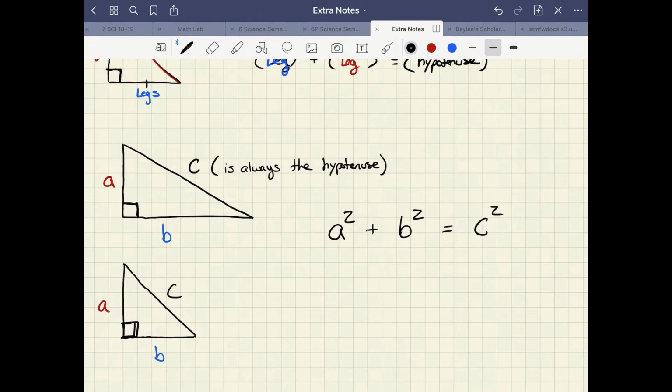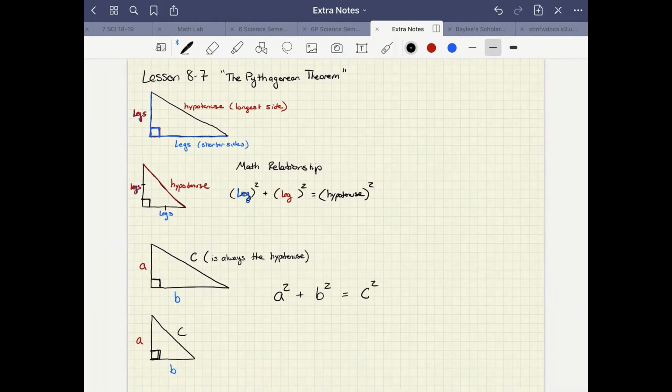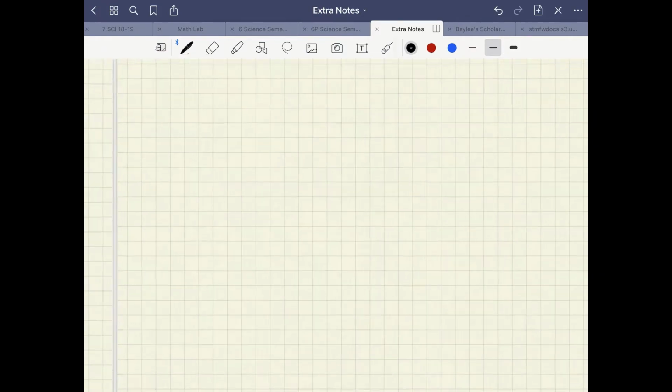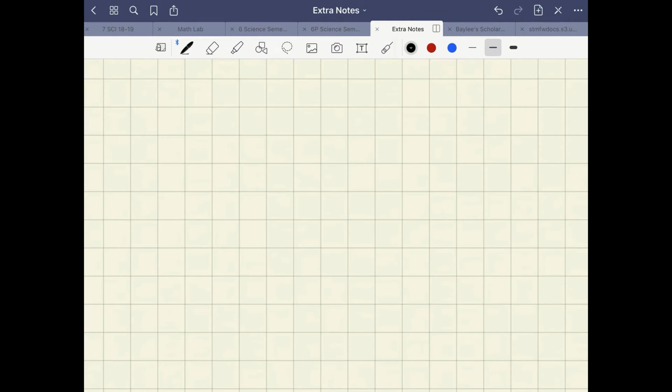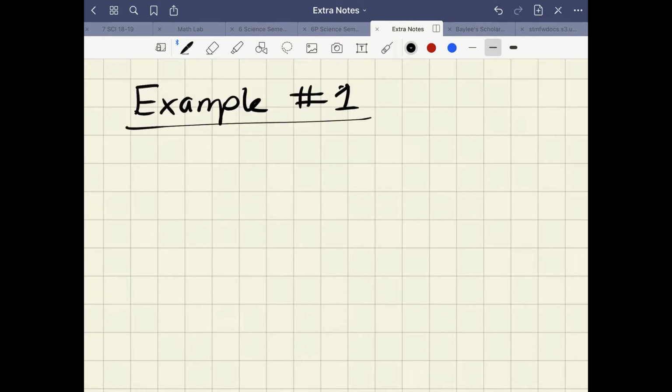And that is very, very useful to us. So let's go ahead and see if we can figure out how to make this work, and we'll apply this to a couple of examples. The first example, I'm not going to have you do on your own. We're going to do this one together. So example number 1, here we go.